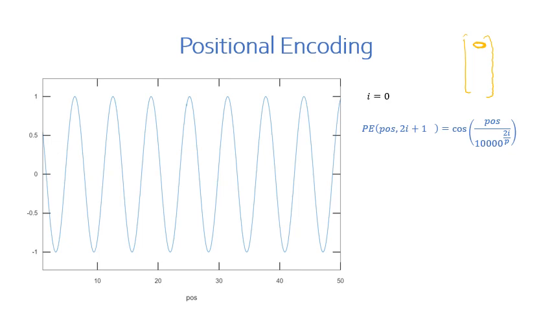So at position 10, that's the value of my vector. And at position 20, that's the value of my vector. Okay.